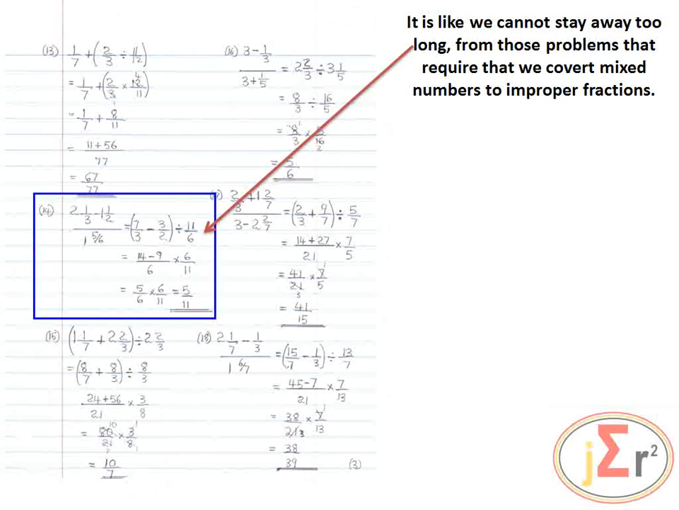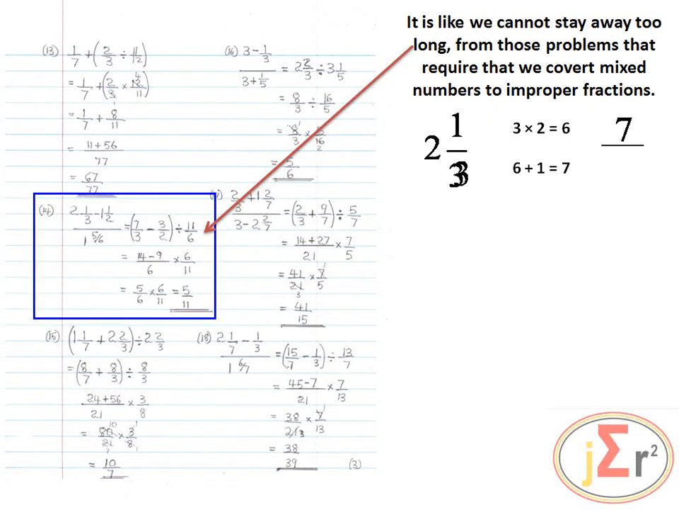The next one. It is like we cannot stay away too long from those problems that require that we convert mixed numbers to improper fractions, so let us go straight to it. So the first mixed number is 2 and 1/3. 3 twos are 6, and 6 plus 1 is equal to 7. 7 is our new numerator, and we have the same denominator.